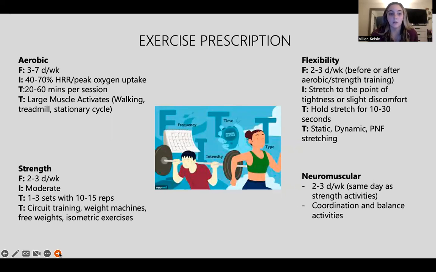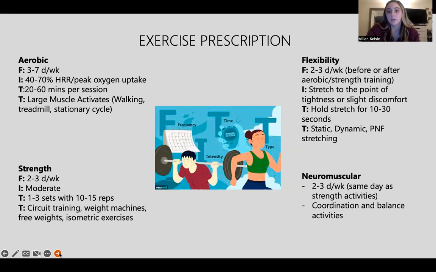and stationary cycles. For strength prescription, she should be doing 2 to 3 days a week with moderate intensity. Each set should be about 1 to 3 sets with 10 to 15 reps, and she can be doing circuit training, weight machines, free weights, or isometric exercises.